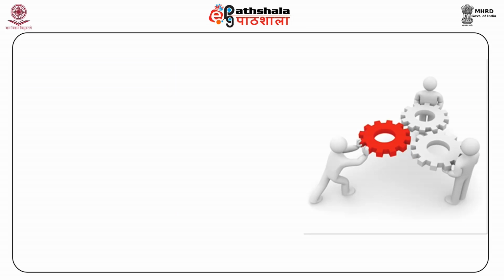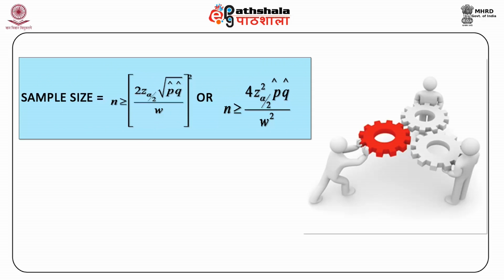If we wish to find the sample size that results in a desired level of confidence or reliability, that is 1 minus alpha, and specified width or precision W, we obtain the required sample size as n must be greater than or equal to 4 z squared alpha by 2 p hat q hat divided by W squared.